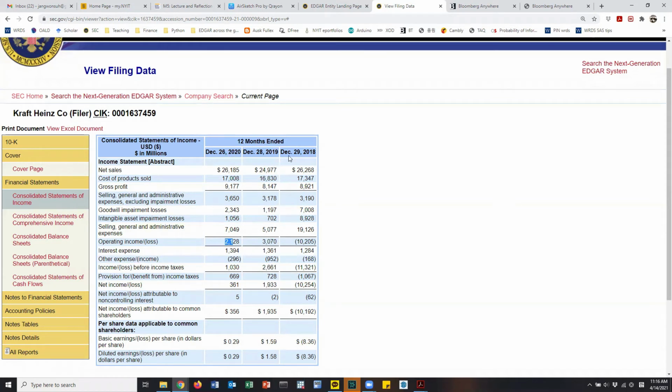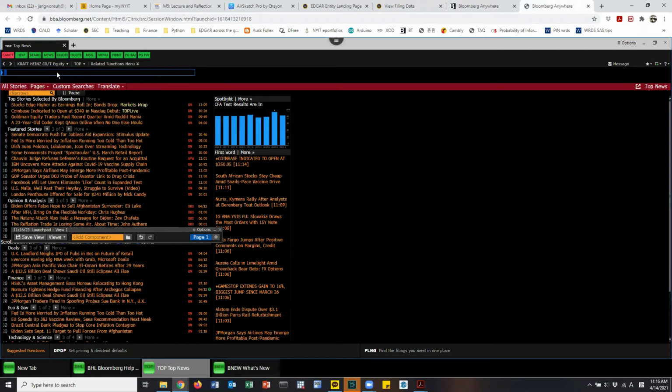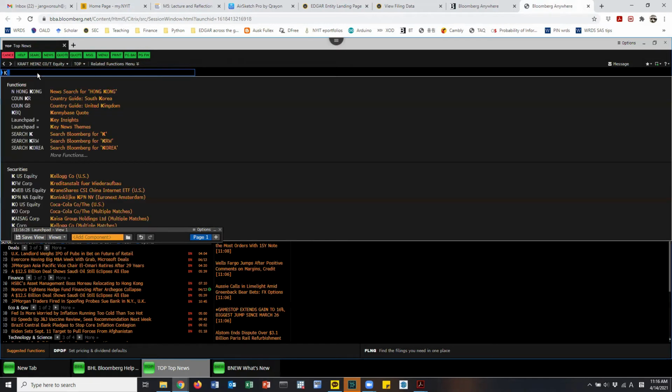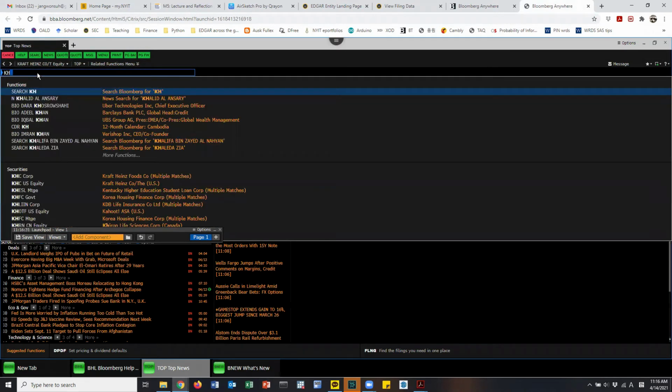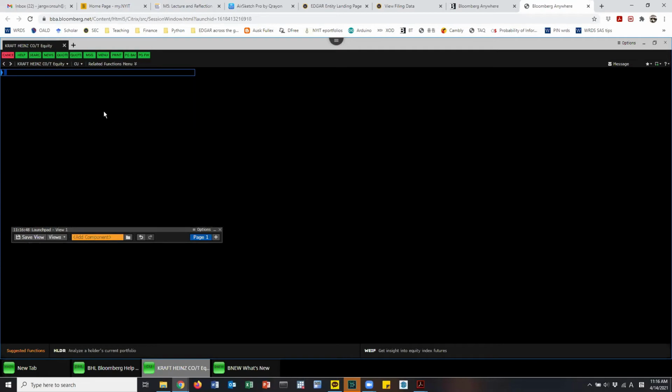But we have only 3 years of data. If you want more years of data, then you can utilize something like Bloomberg Terminal. And let's search the terminal for Kraft Heinz. You type in the ticker KHC, then you can see that, oh, here is the company that I want, equity. And then you will see the statements. Let's click financial analysis.